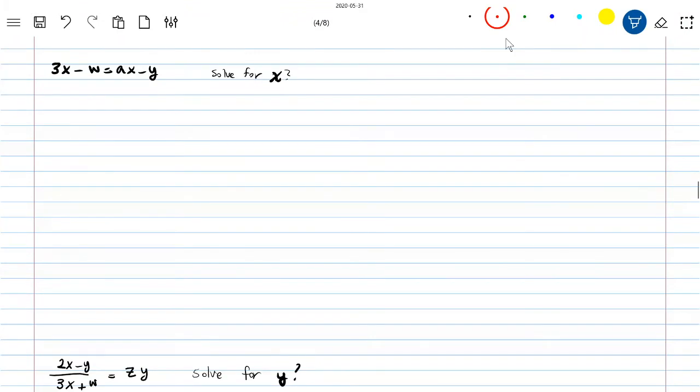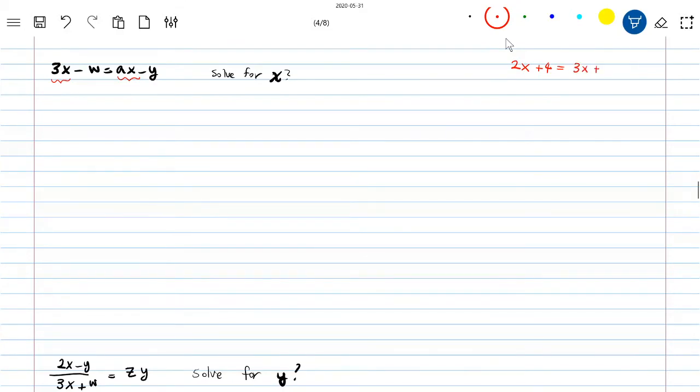3x minus w equals ax minus y, and you want to find out what is x. This might look a bit more complicated than the other one, but there is always the same idea. What do you do? You want to isolate x, since we're solving for x. And here you have more than one x. Which one are you trying to isolate? So before I get into this, I'm going to show you a linear equation that you solve normally.